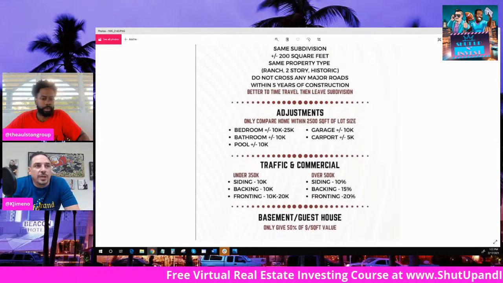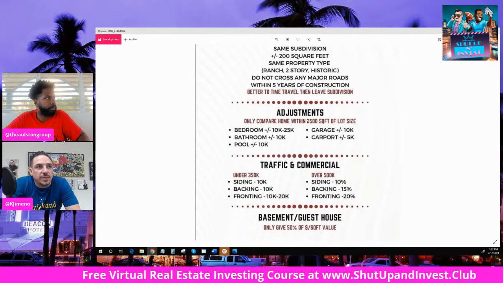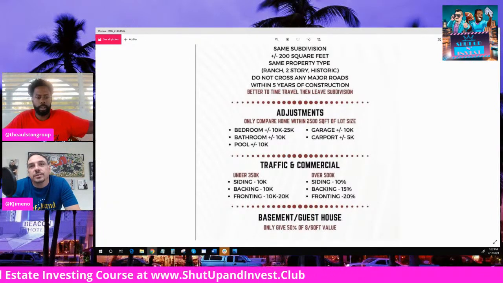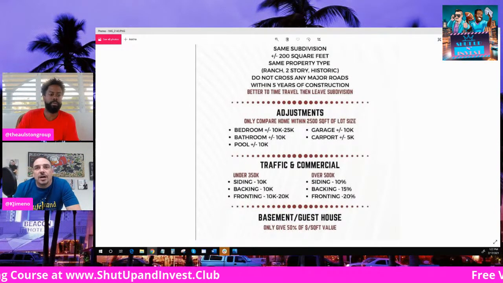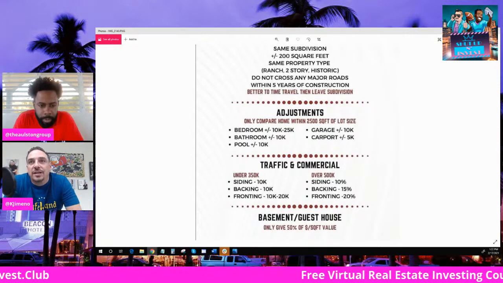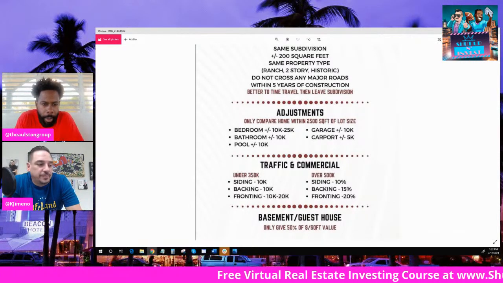Adjustments. Only compare homes within 2,500 square feet of lot size. So now they're talking about the lot size. Why don't you break down the difference between living area and lot size?